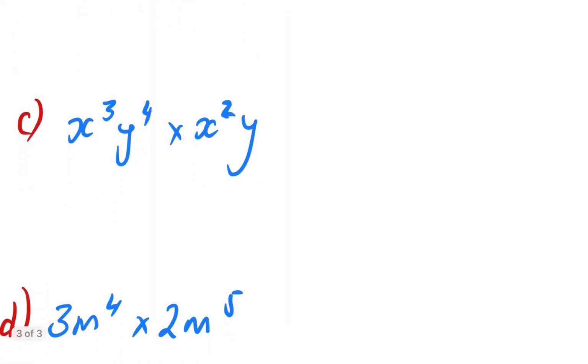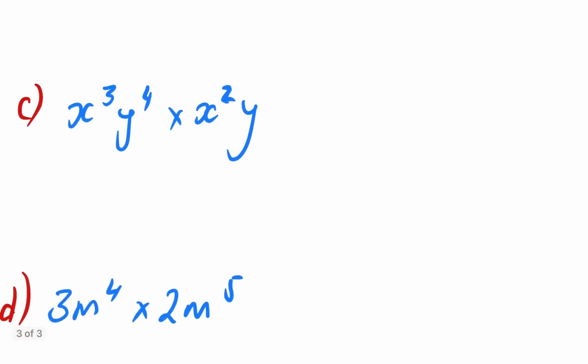So now we're going to move on to where we have multiple bases. If we look at this, we've got x to the power of 3, y to the power of 4 times x to the power of 2, y. The one thing you need to really remember is that anything that doesn't have a power automatically has a power of 1. And this is really important to remember because a lot of people forget to add it.